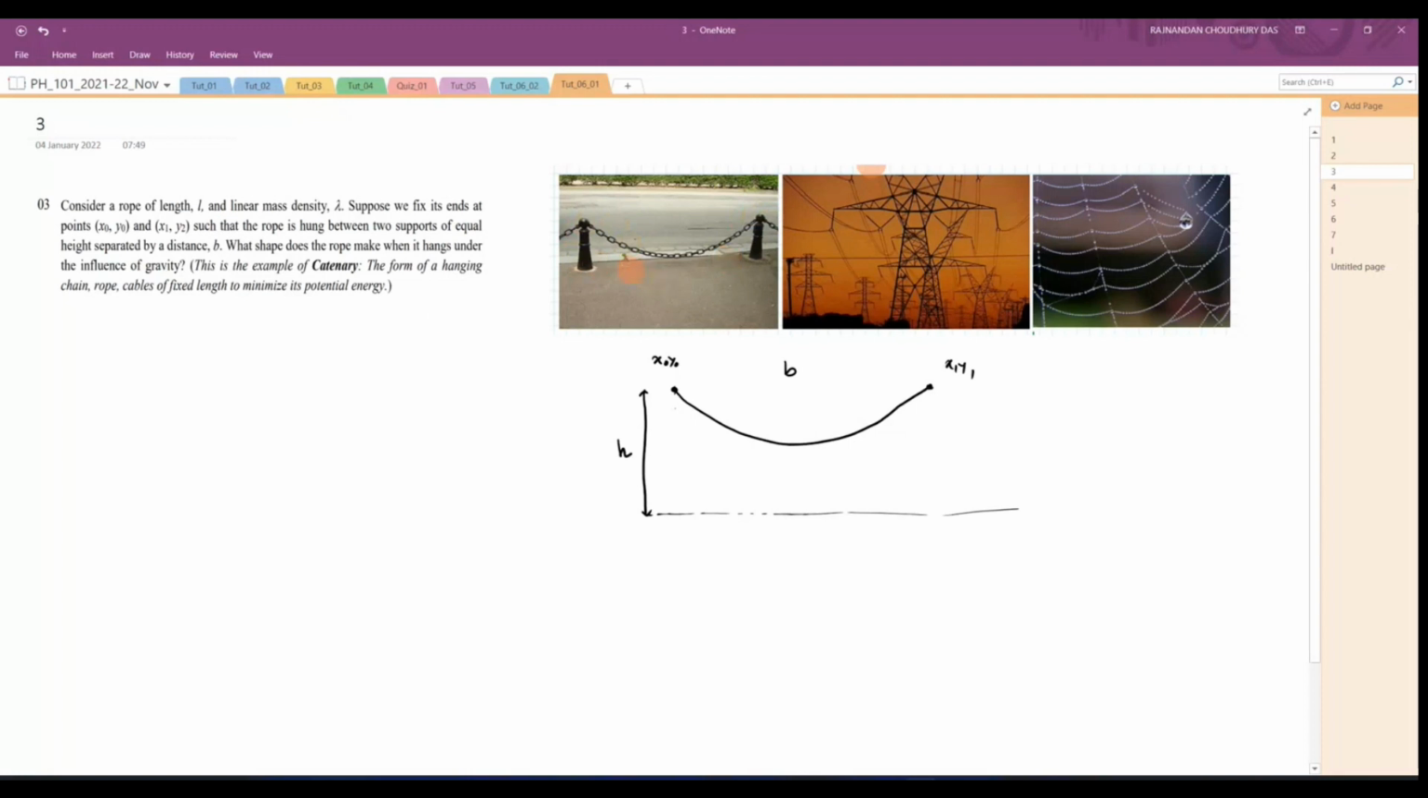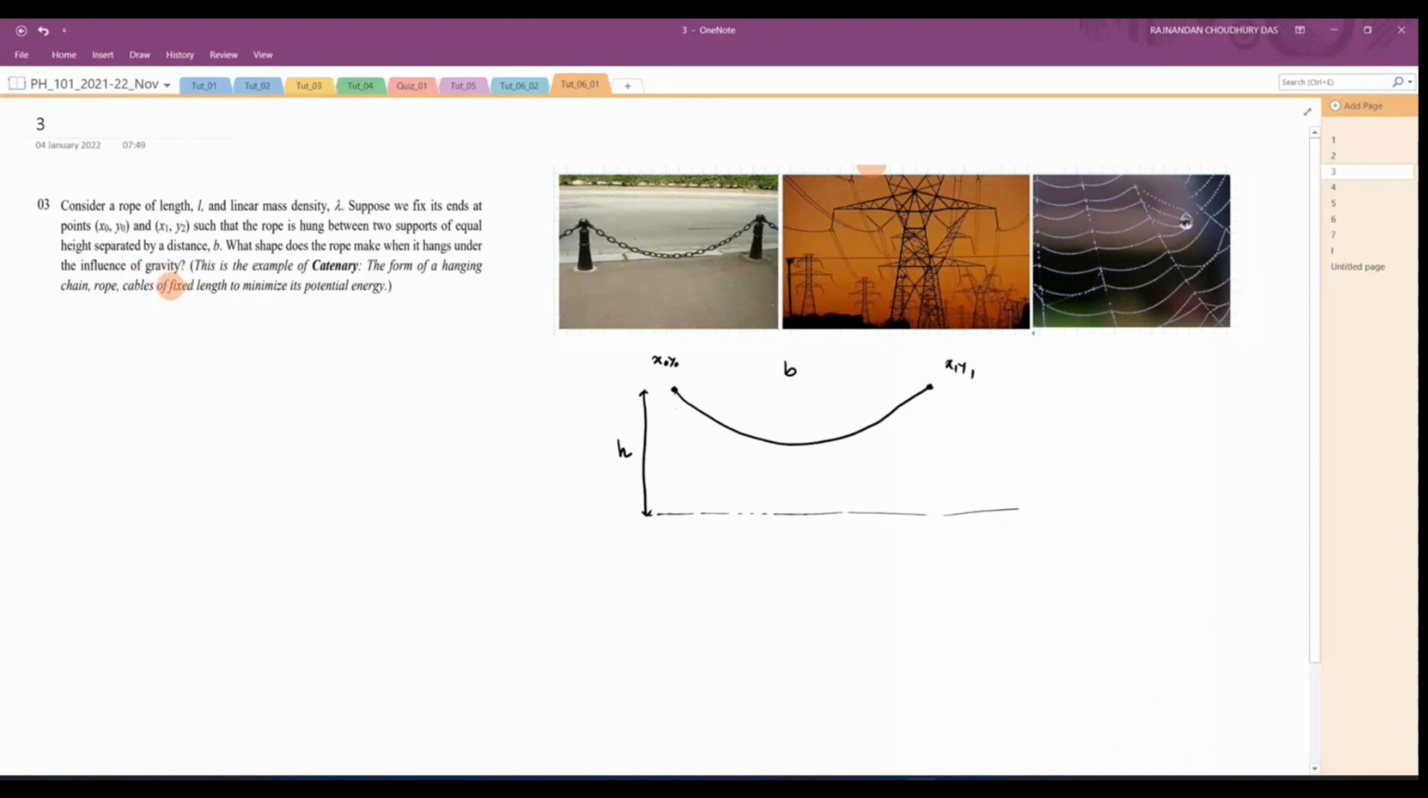Okay, so this is actually known as the catenary problem. So you see this hanging chain. The shape made by this we have to find. You can also see the electric wires, heavy electric wires, and also the spider webs. So you see this in nature. And now we're asked to find what shape this rope will make under the influence of gravity.